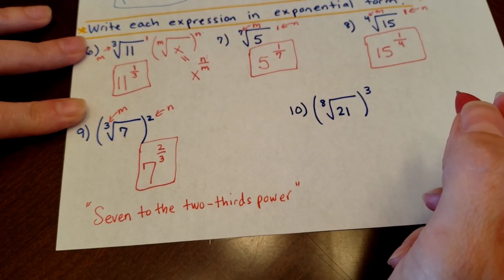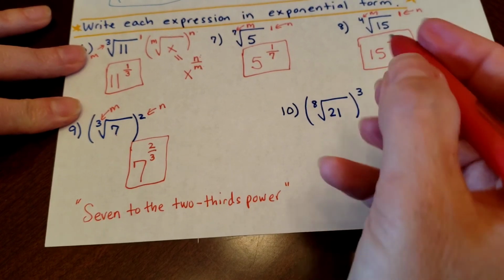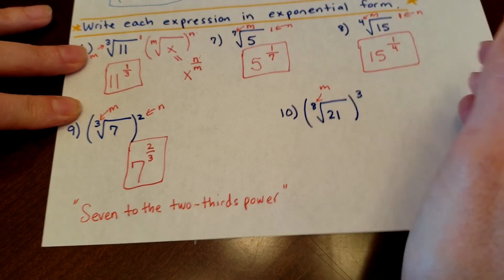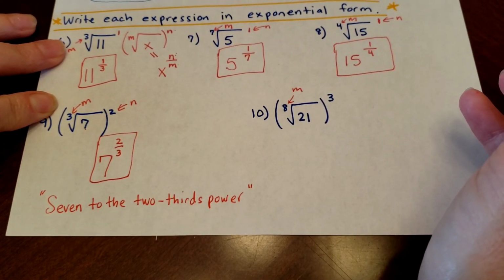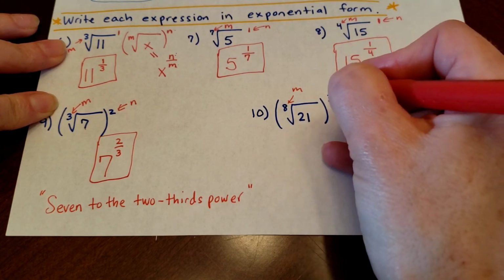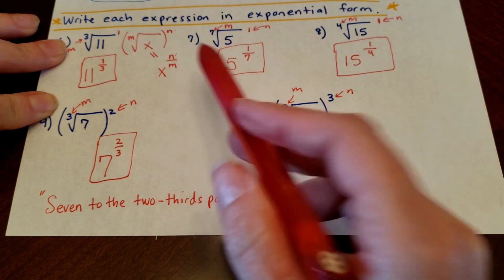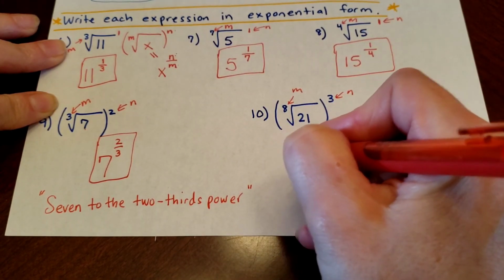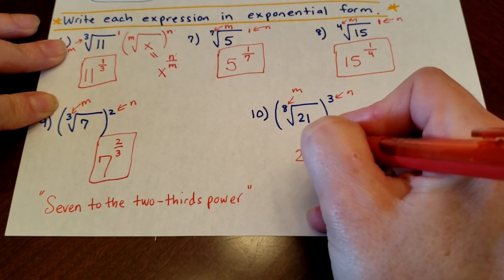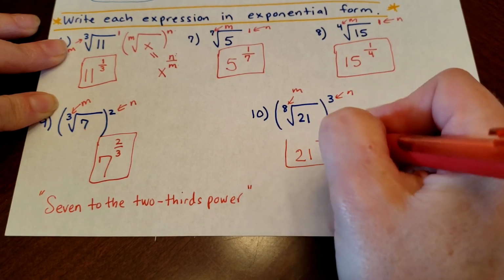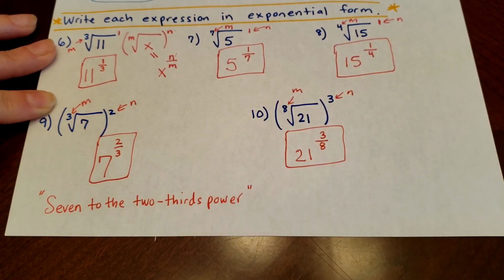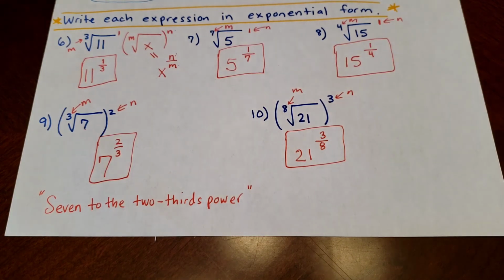You don't have to write it, but that might help some of you. So again, the radical is my m. The number outside the parentheses is my n. I always do n over m. So 21, I'm going to put the 8 and then 3. So 21 to the 3/8 power.